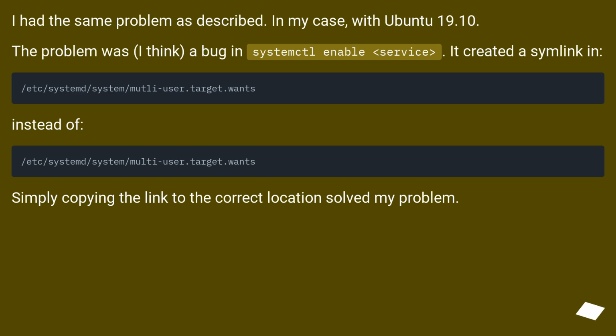I had the same problem as described, in my case with Ubuntu 19.10. The problem was, I think, a bug in systemctl enable on an LTS and GT. It created a symlink in. Instead of. Simply copying the link to the correct location solved my problem.